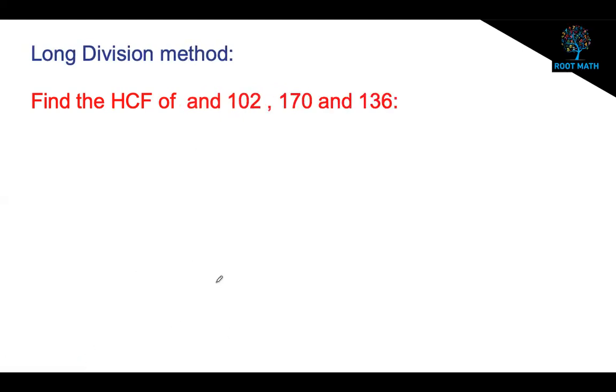Here comes the next example. Here I am comparing 3 numbers to find the HCF. First, I'll take the smallest number among these 3 numbers as my divisor and the largest among these 3 numbers as my dividend. Okay, in 170, only one time 102 can be there. After dividing, we want to subtract it. So it is 68.